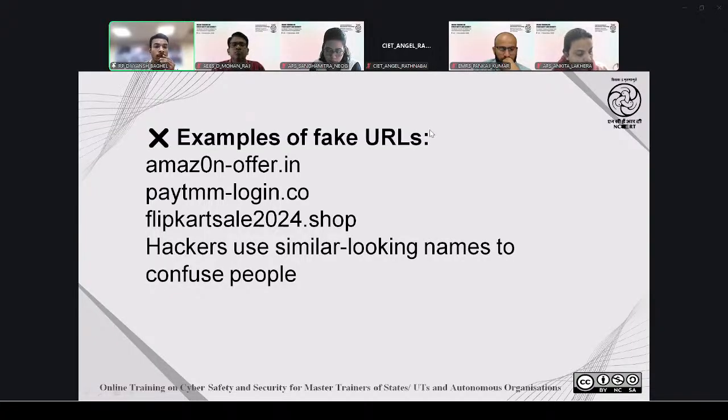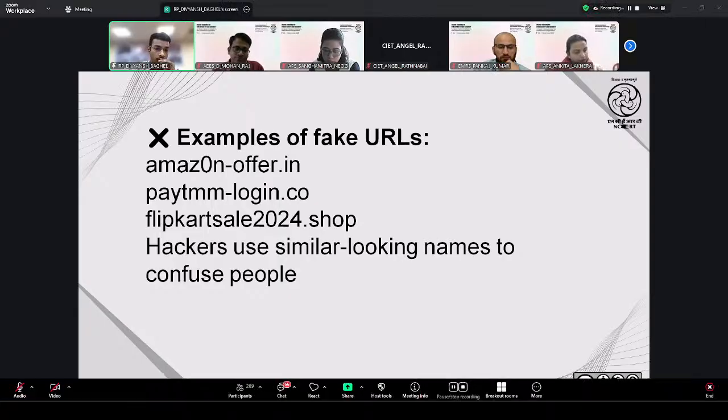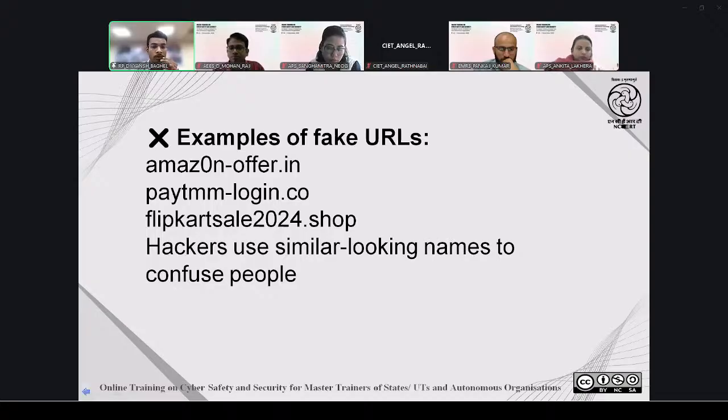Now in this, you can see that there is a very big I and F written in Amazon. Now you can see what happened. Many times when it comes in a message form, we don't focus very much. Okay, Amazon.fn, we click on the website. Paytm, a very little mistake will be there, and we can click on the malicious link. Flipkart sale 2024.shop. Hackers use similar-looking names to confuse people.